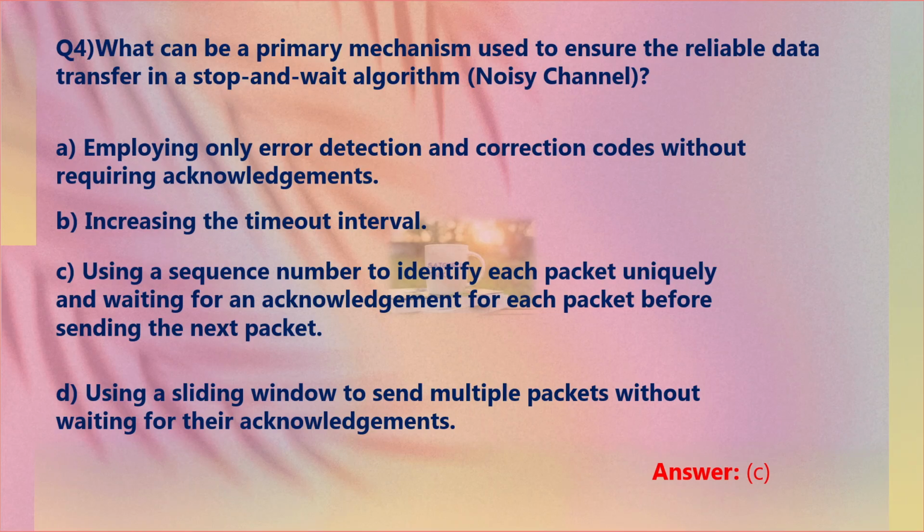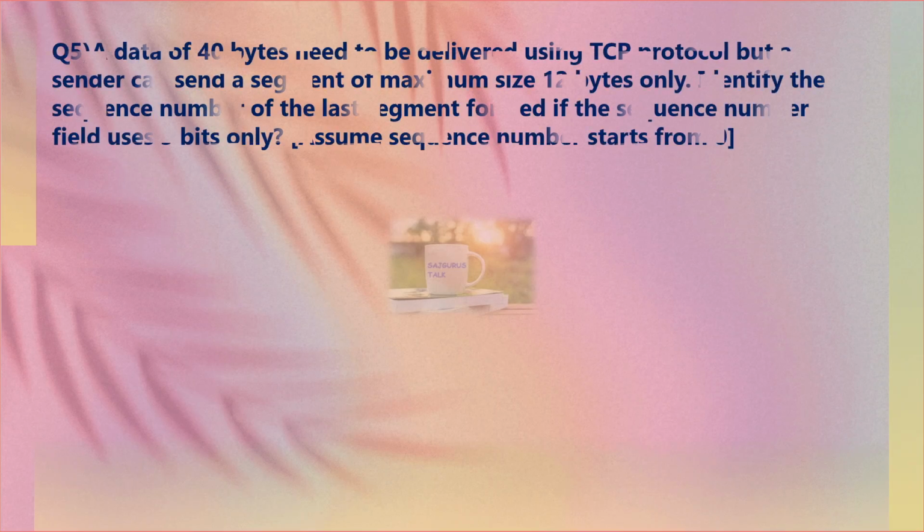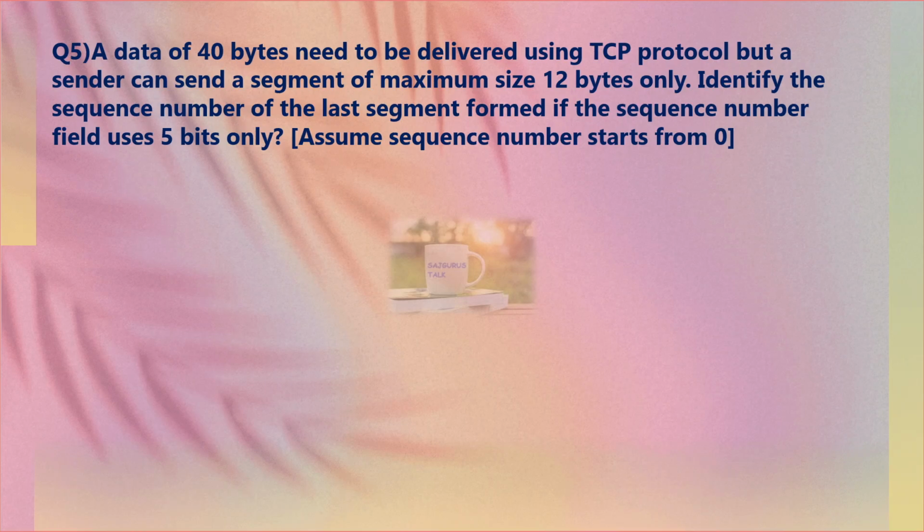Using a sequence number to identify each packet uniquely and waiting for an acknowledgement for each packet before sending the next one. So this is generally the functionality of the noisy channel. The next, fifth one, is a numerical problem.